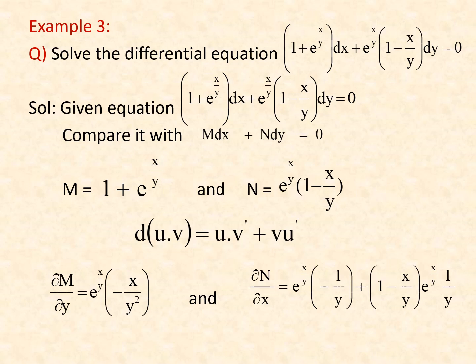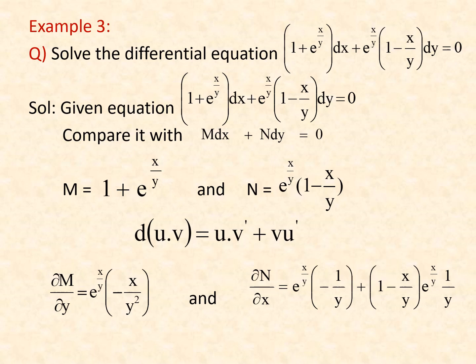Coming to the n function, before going to see the n function derivative, here we are going to apply the derivative of uv: u into v dash plus v into u dash. Here we are going to take the partial derivative of n with respect to x. So the left side becomes dou n by dou x is equal to, in this n function, e to the power of x by y we treat as u, and 1 minus x by y we treat as v. Now we are going to apply the uv formula here.